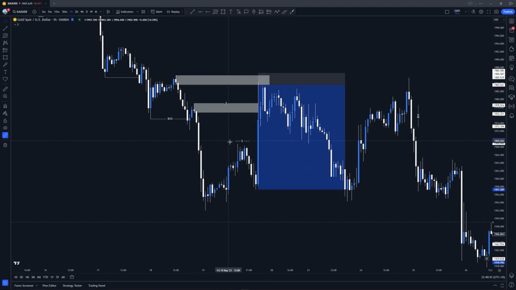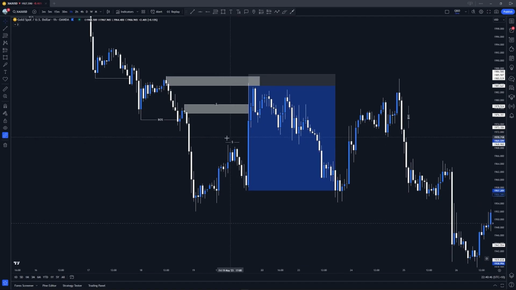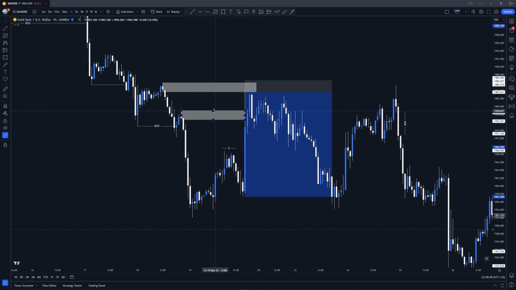So liquidity one was just early sellers here used as inducement. Liquidity reason two is again early sellers shorting from the wrong zone.